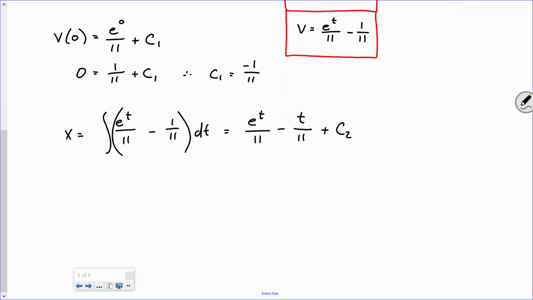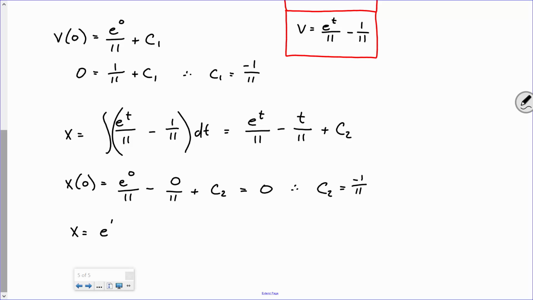Particle initially at rest, so its initial displacement, or its initial position, is 0. So we'll say x at 0 is e to the 0 over 11 minus 0 over 11 plus c2, and that whole thing has to be 0. That tells us that c2 is also minus 1 over 11, and we get x equals e to the t over 11 minus t over 11 minus 1 over 11.